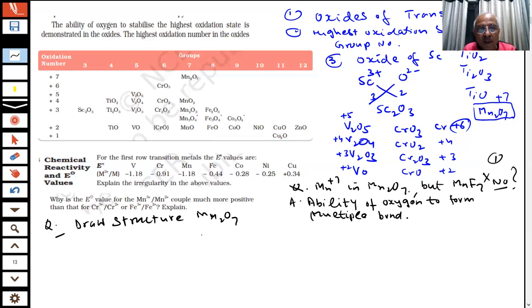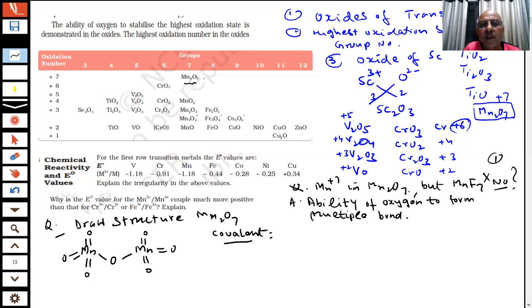Actually, what is happening? You have Mn and how many oxygens? Each manganese is tetrahedrally surrounded by four oxygens. You can see that. And now 2, 4, 6, and 7. Covalent bonding. These are covalent compounds, student. This is an important question. And then there are other oxidation states of manganese: MnO2, Mn2O3, and Mn3O4 also exist.